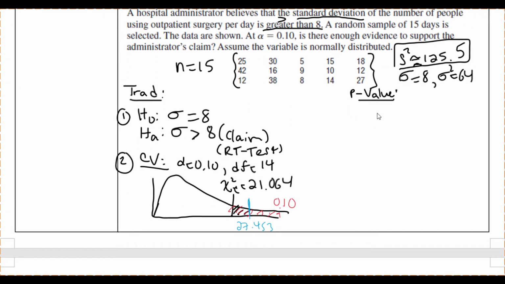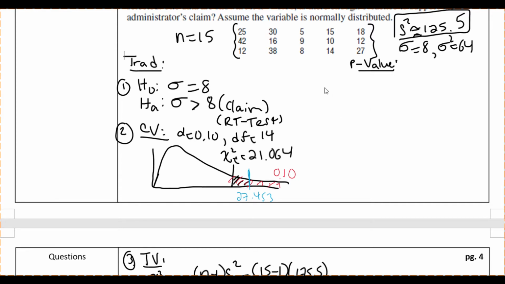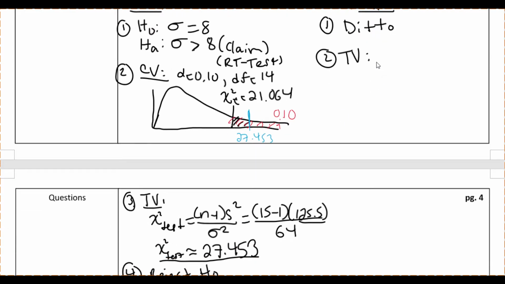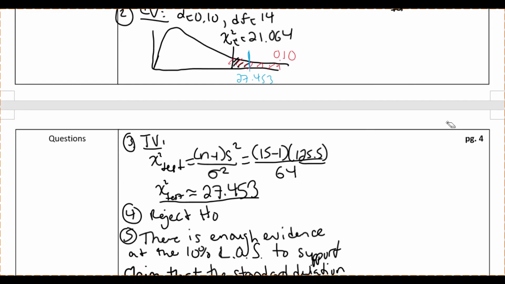However, I'm going to show you the p-value method. So again, the p-value method, the first step is the same as the traditional method. As far as the second step, we need to find the test value, which we can repeat from step 3 with the traditional method. So we got a chi-square of 27.453. So now we're going to calculate the p-value. I'll actually do that down here.